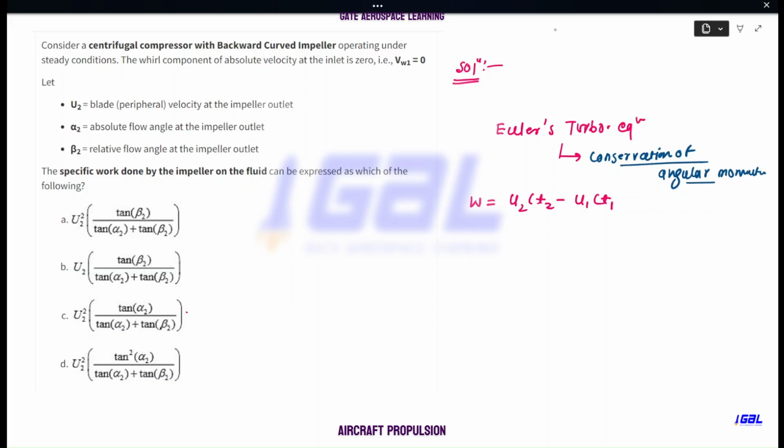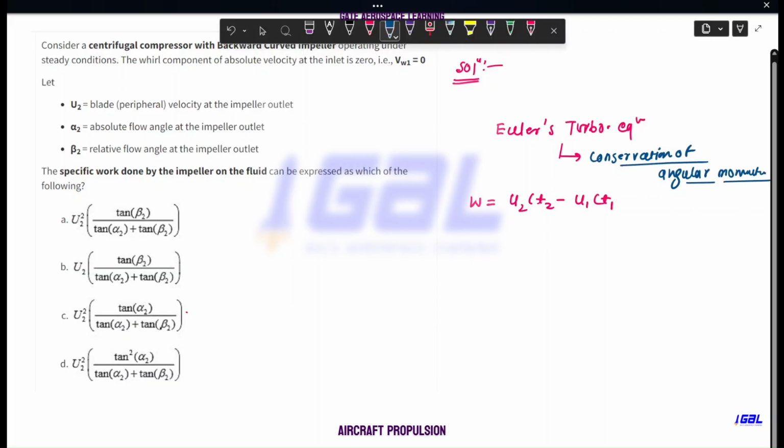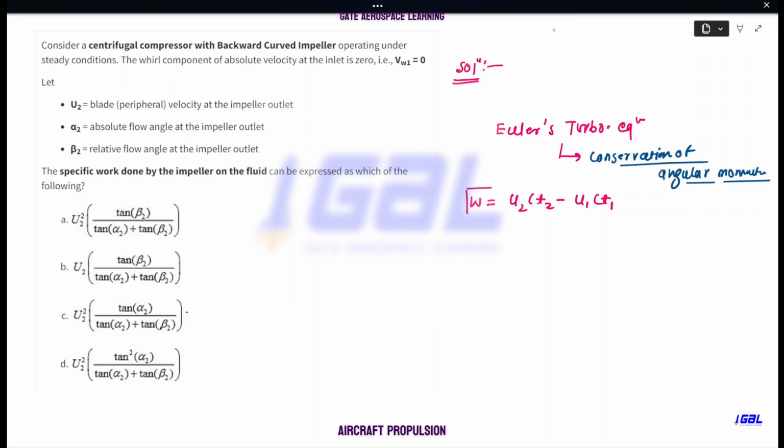Okay, so you should have this, because many times in the interview you already know this equation, but they will ask from where this equation is derived, from where you have got this equation. So you should know that this is derived from the conservation of angular momentum. So at the time of interview it might be helpful. Okay, so let's proceed on this.